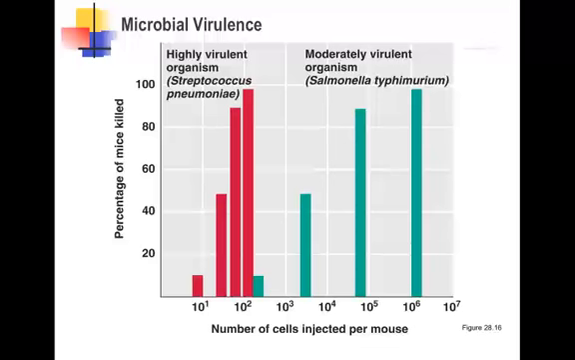So it takes about 100 Streptococcus pneumoniae cells to kill all of the mice that get exposed. So that's the 10 to the 2 bar there. Whereas it would take 1 million to 10 million Salmonella cells to do the same level of lethality, right? And the LD50 for those two organisms is somewhere around 50 cells for Streptococcus pneumoniae and maybe 5,000 cells for Salmonella typhimurium. So 2 orders of magnitude difference in the relative virulence between those two different pathogens.